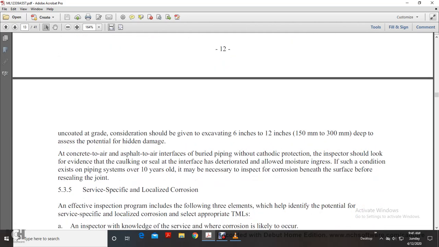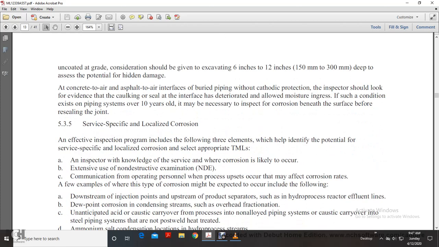At concrete to air and asphalt to air interfaces, for buried piping with cathodic protection, inspectors should look for evidence that the caulking or seal at the interface has deteriorated and allowed moisture ingress. In such conditions, for existing piping systems over 10 years old, it may be necessary to inspect for corrosion beneath the surface before resealing the joint.